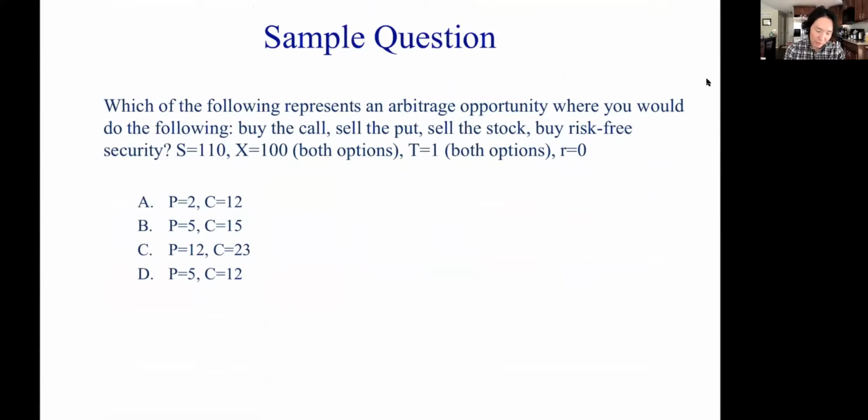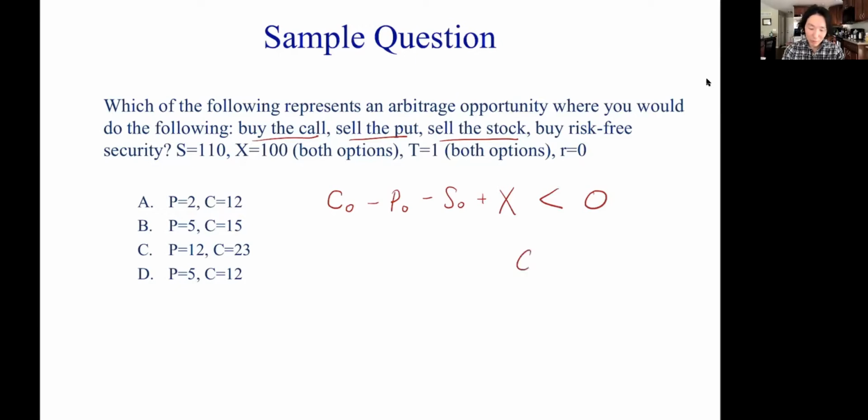So what is this strategy? You buy the call, okay, and you sell the put, and buy the call, sell the put, sell the stock, and buy risk-free security. Okay, here the interest rate is 0, so basically the risk-free security is just X. Okay, it is just X. Now, for this to be an arbitrage opportunity, what should happen? The price of this thing should be negative. Why? Because we know from the put call parity, what is the payoff of this strategy? The payoff is always 0.